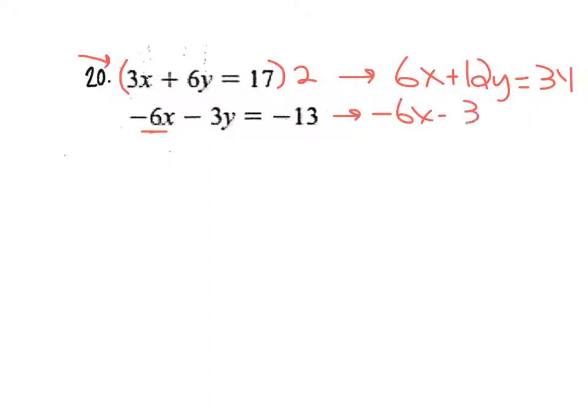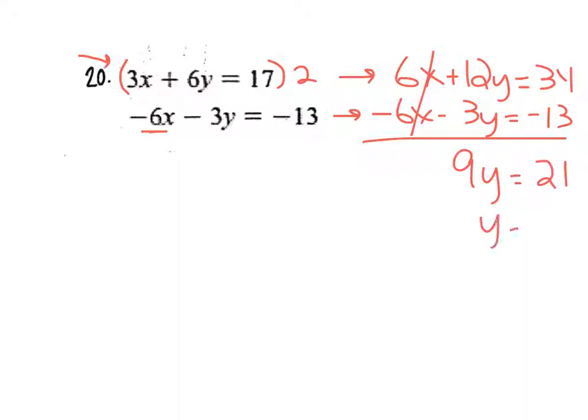Now, remember, sometimes you do have to multiply both equations to get stuff to cancel. So don't be surprised tomorrow if there is one where you have to multiply both equations. The 6x's cancel. If you add your y's, you get 9y. If you add your numbers over here, you get 21. So I get y is 21/9. Reduce that. That reduces down to 7/3.